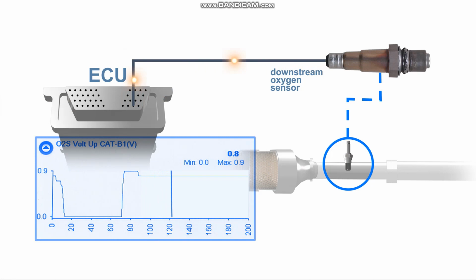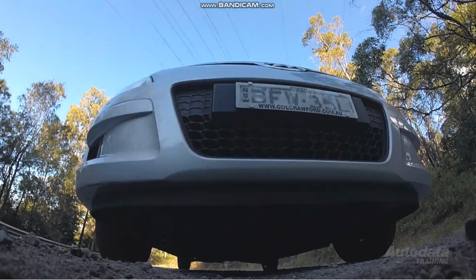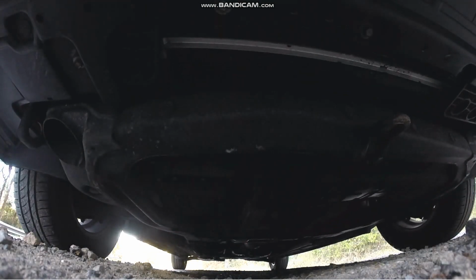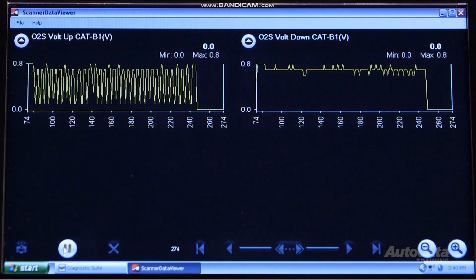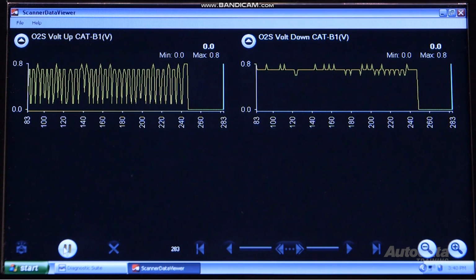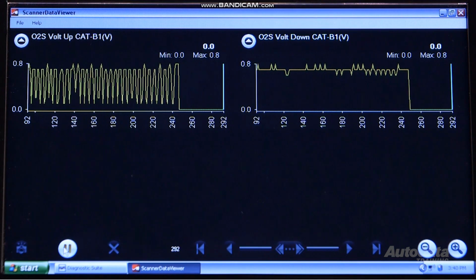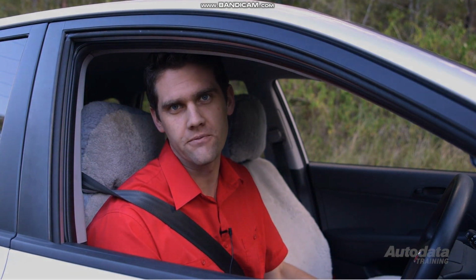Once this is achieved, the driver backs completely off the throttle and rolls to a stop without touching the brake. During this time, the system enters injector shut-off mode. If these parameters are not met or interrupted, the monitor will not complete. It's a good idea to do a couple of these drive cycles. Now that we're done, let's go back to the workshop.